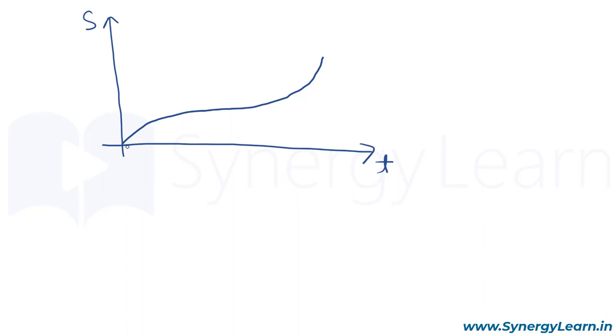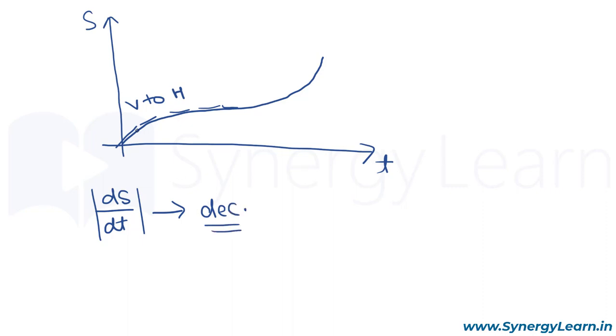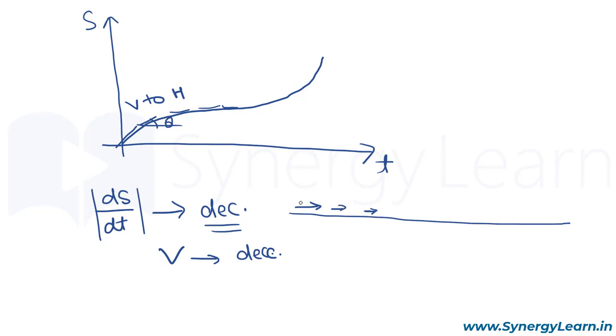So, as we can see here, the tangent turns from vertical to horizontal in the first half. Hence, the slope, which will be ds by dt in this case, has its magnitude decreasing. Since the angle is acute, we can safely say that velocity is decreasing. So, on a straight line, the particle is moving with decreasing velocity.